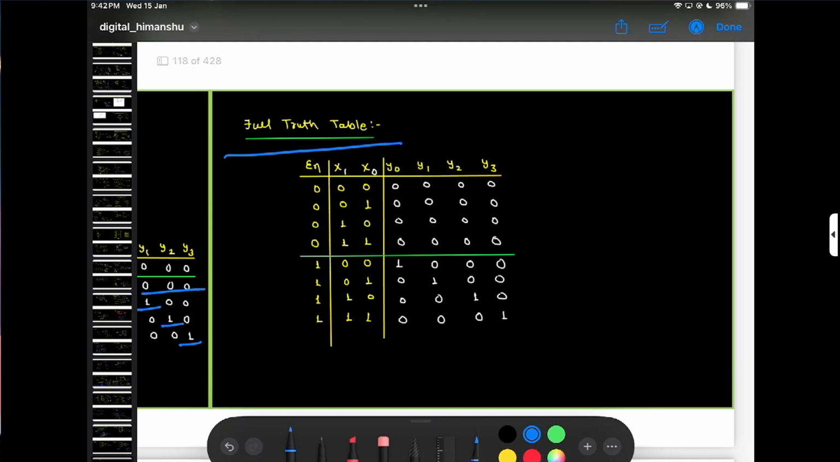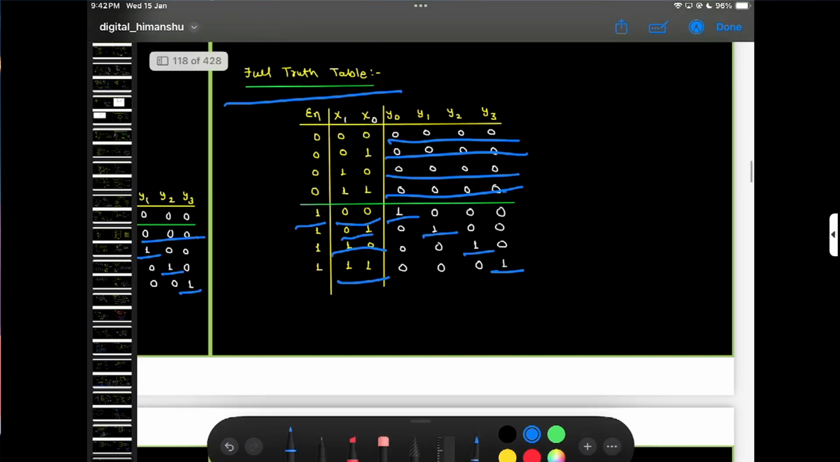So this is the full truth table, and the enable signal is also there. When enable is 0, everything is 0. When enable is 1, then for the select inputs 0 0, 0 1, 1 0, 1 1, the corresponding outputs become 1.